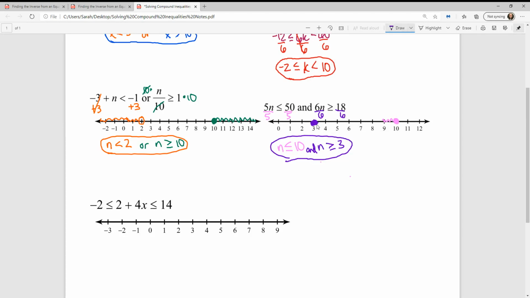Greater than or equal to 3 means we need to go to the right of 3. So my shading is going to be in the middle here. Everything that's in between the two circles works for my inequality. And inequalities are in between for the shading.